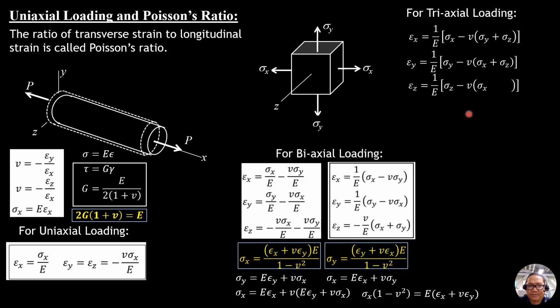So I hope that you are able to anticipate these results. These are the formulas for triaxial loading. Then if you want to compute for sigma x, sigma y, sigma z, we'll just manipulate these formulas to derive or solve for these stresses. So let's now have a series of examples applying the formulas and principles already presented.